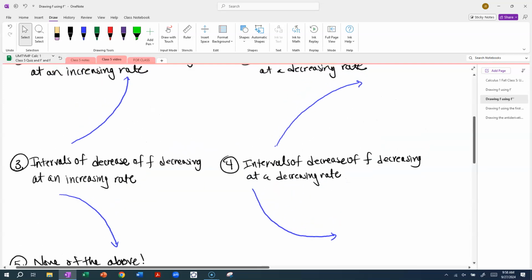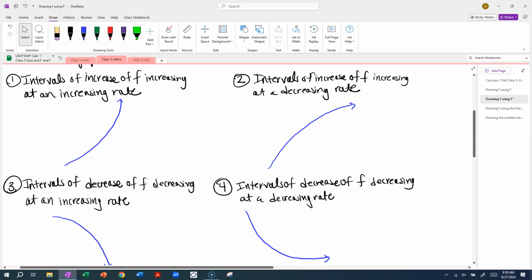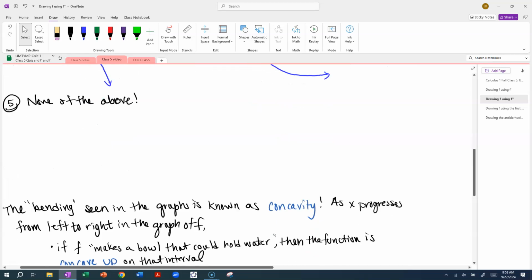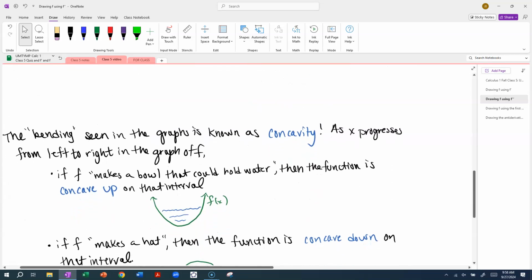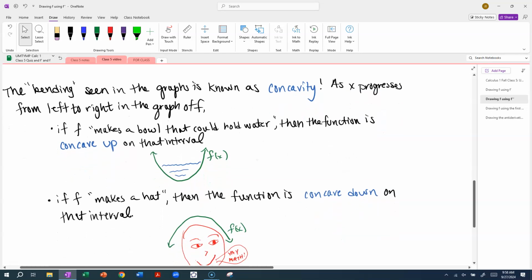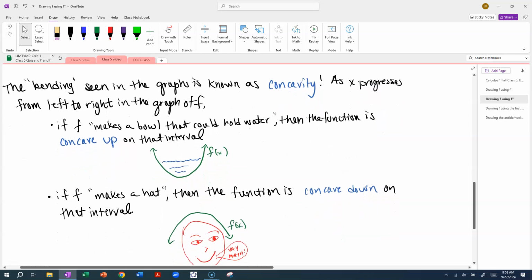Each one of these is measuring a sort of bendiness to the function. That bending concept is known as concavity. There are two different types of concavity: concave up and concave down. Concave up is a function that looks like it holds water. It makes a bowl.